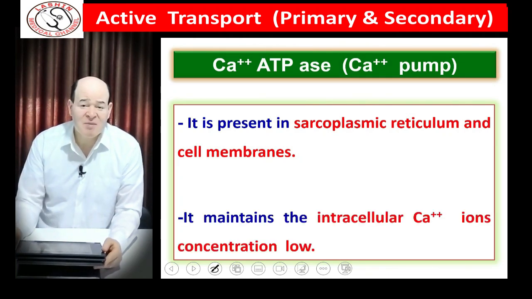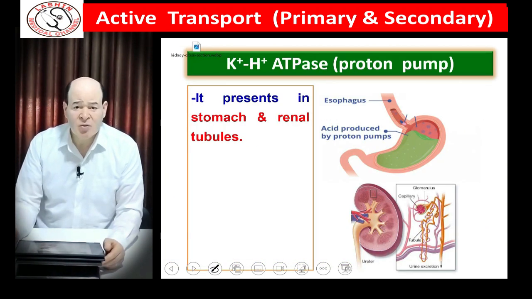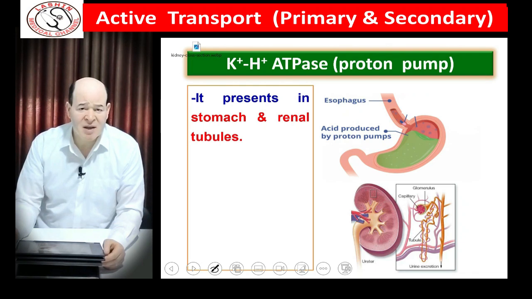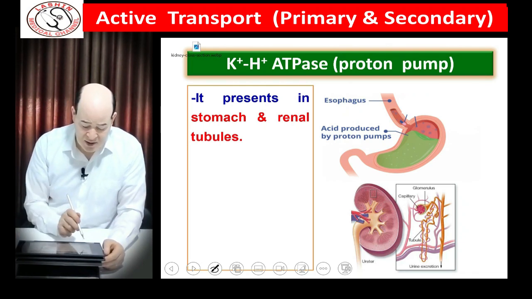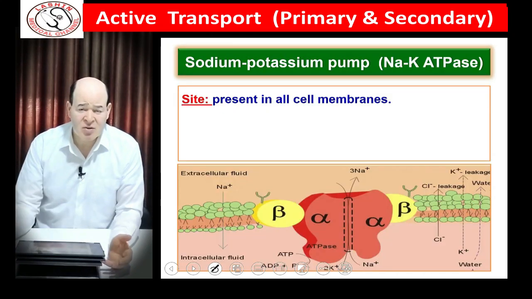Calcium ATPase is present in the wall of the sarcoplasmic reticulum in muscle cells. The second is the hydrogen-potassium pump, and it is present in 2 sites inside our body: in the stomach and in the kidney. Sodium-potassium pump in detail. What is the pump? What is its importance? What about its structure and how does it operate?